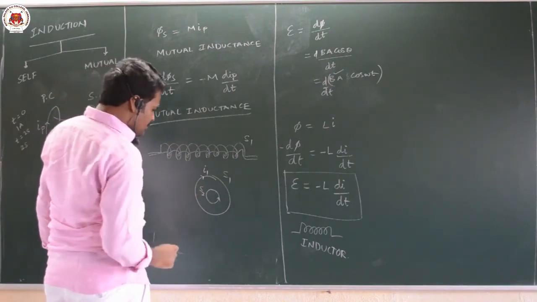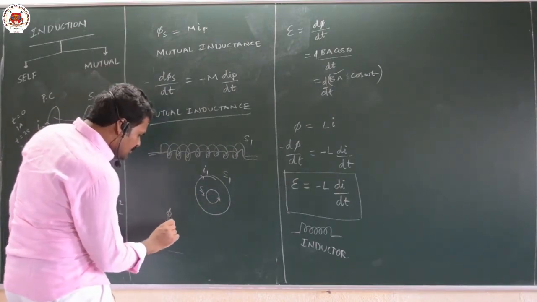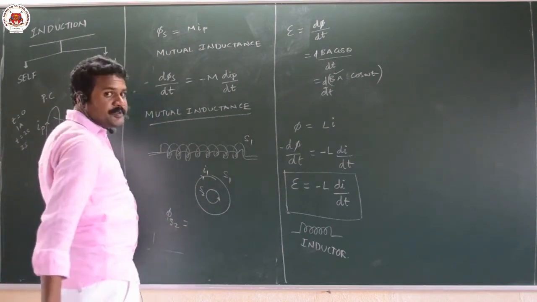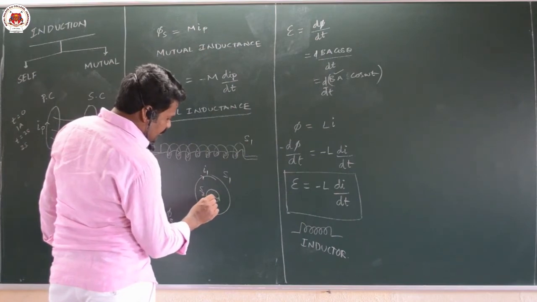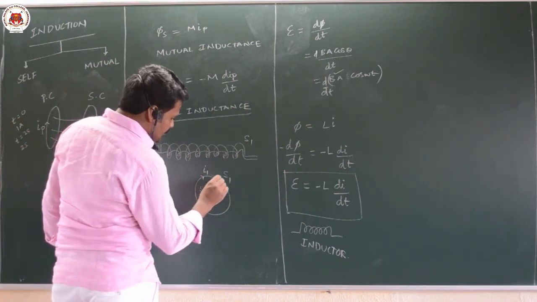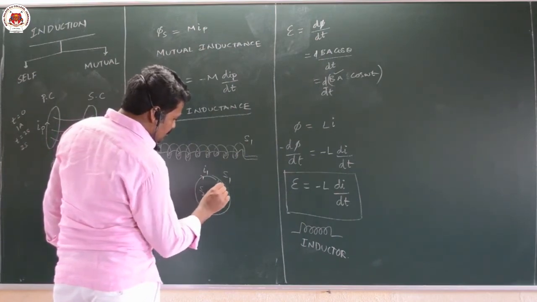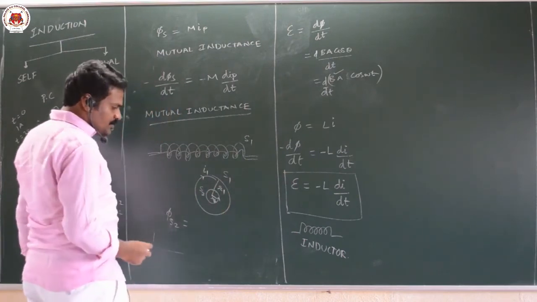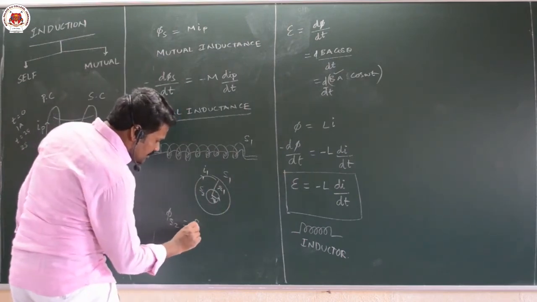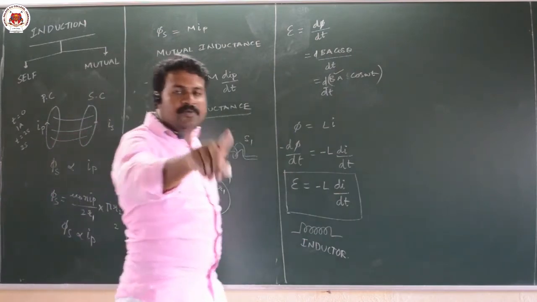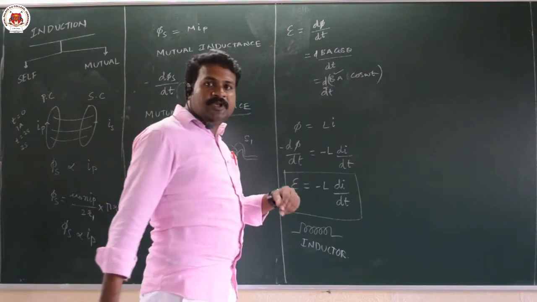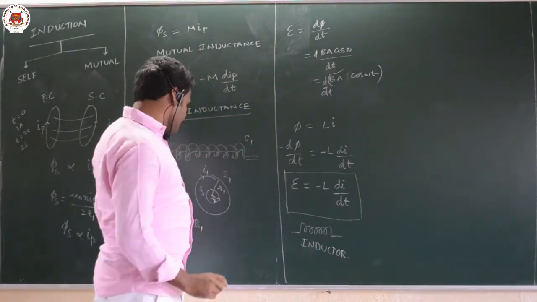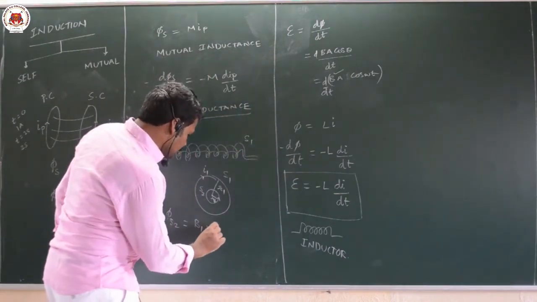First calculate flux linked with S2. Flux linked with S2 is equal to, let us take the radius of this as R1, this you take as R2. Flux linked is equal to B1, because S2 is in the magnetic field of S1. Therefore, B1 into A2.